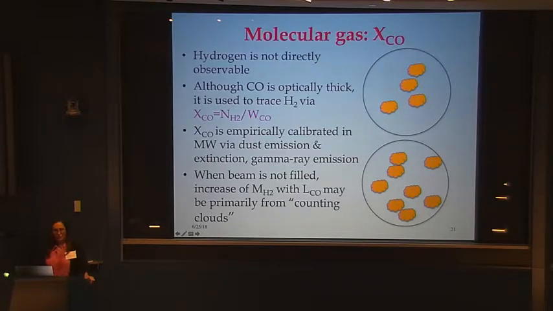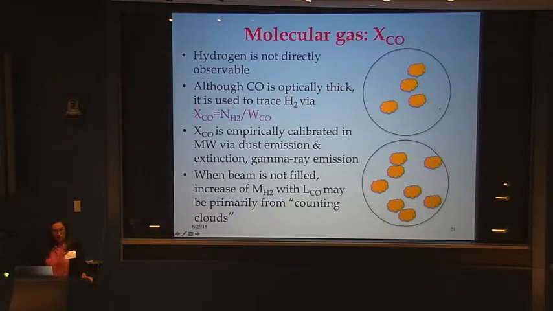So that means that if you're integrating under the line, it's not a direct measure of the column density, unlike for atomic gas. I'll talk more about this, but you use this factor, which is calibrated in different ways, to convert from the observed emission to what you think is a total surface density or column density. That's empirically calibrated, but there are ways to theoretically calibrate it as well.